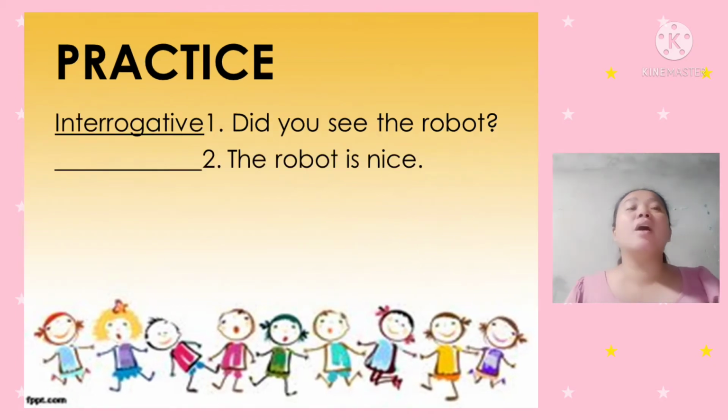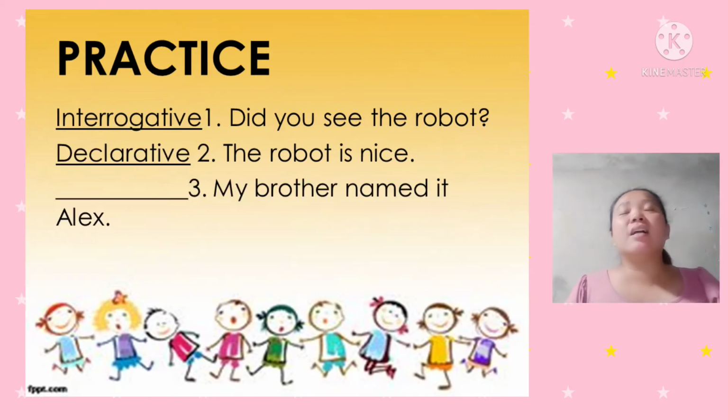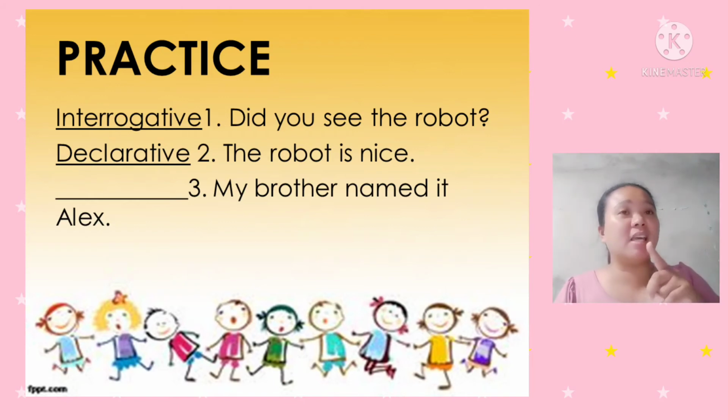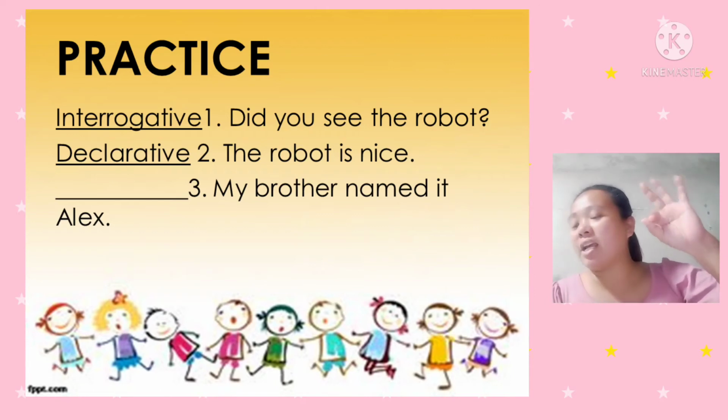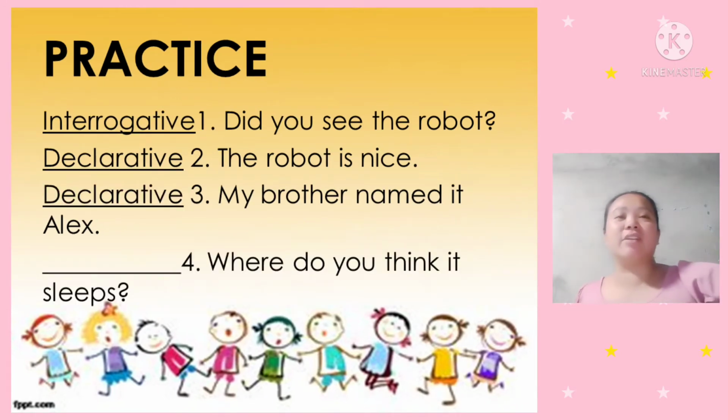Next, number 2. The robot is nice. D or I? Ready? Think. 3, 2, 1. What is your answer? Correct. The answer is D, declarative. Next, number 3. My brother named it Alex. D, declarative, or I, interrogative? Think. 3, 2, 1. Can you please say your answer? Of course, the answer is declarative, letter D.